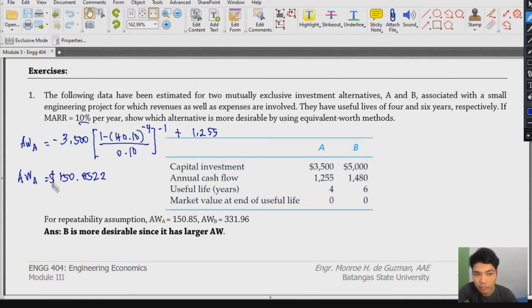And actually, kanina it seems I put pesos because that was dollars, no? Whatever unit is here, that is also the unit you will use. So that's 150.8522. And then we compute for letter B, we have the same concept.